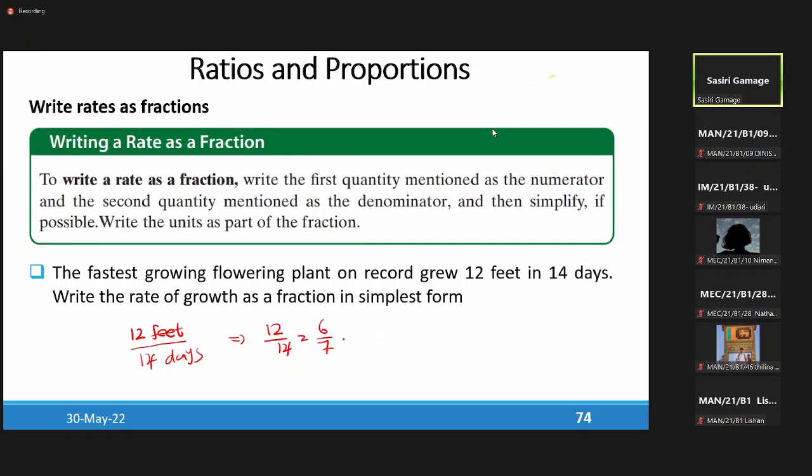Then when you solve this, what's the answer? 6 over 7? Can you tell me? As a decimal form, after dividing, what is the decimal? Can you tell me the answer?